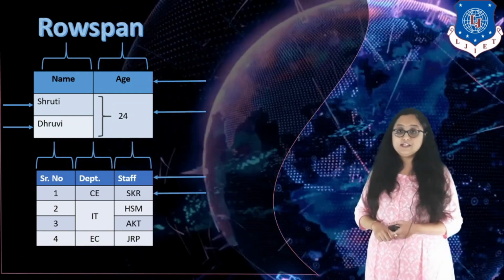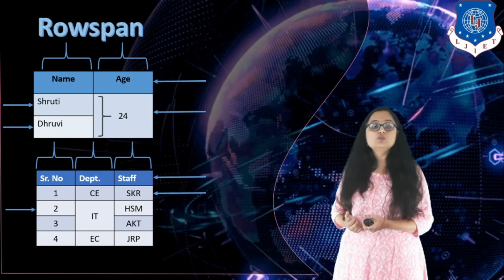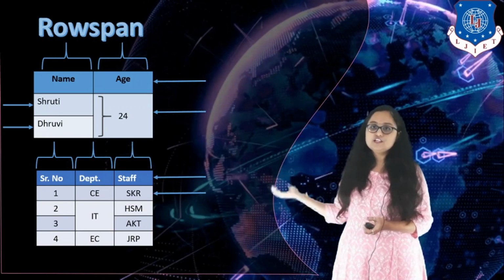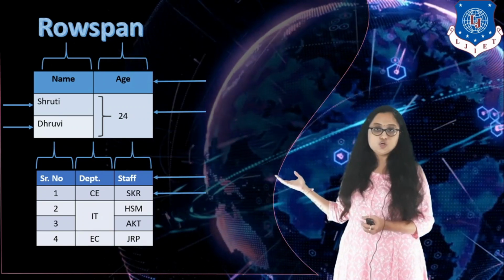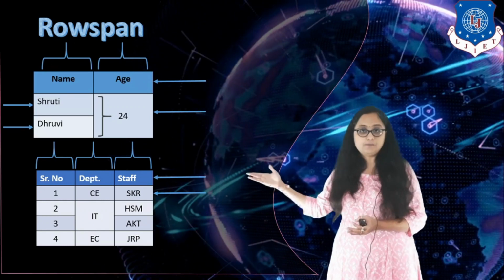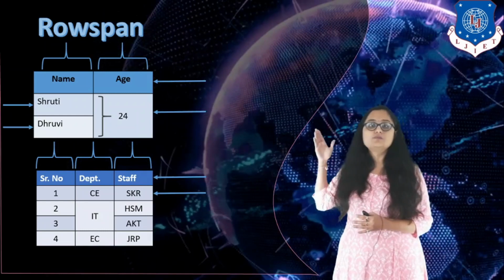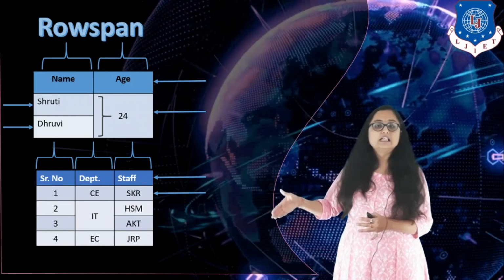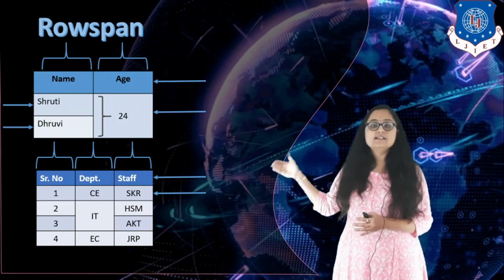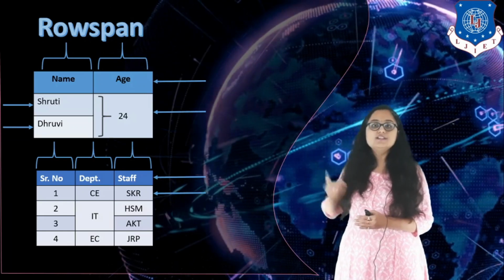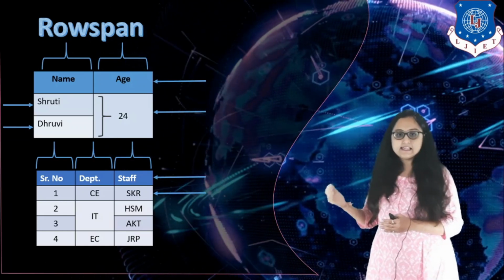Then you have the second row. Also in the second row you can see that it is a normal or simple row wherein nothing is spanned or combined. You have the second row and you have 3 columns. Inside the 3 columns, the first TD consists of 1, the second TD consists of CE and the third TD consists of SKR, right?